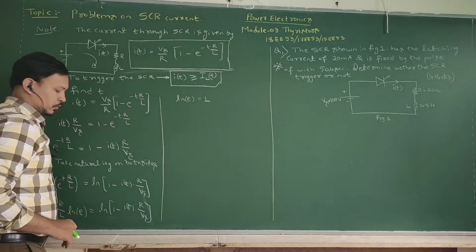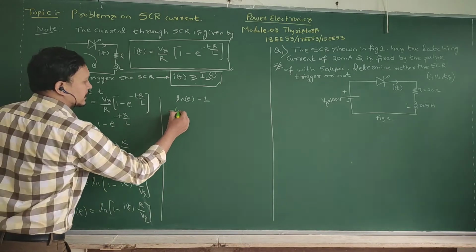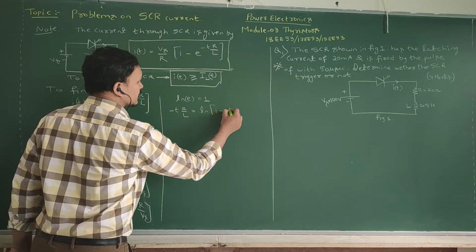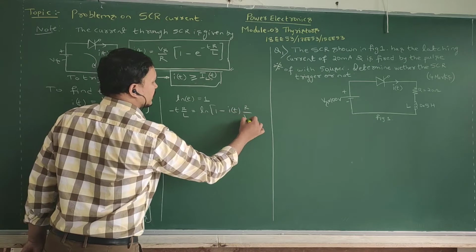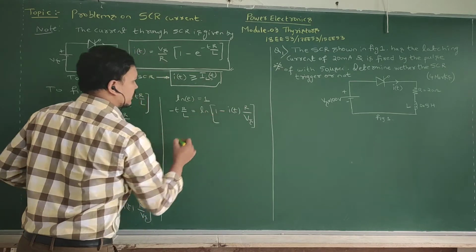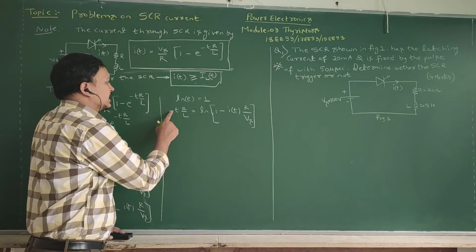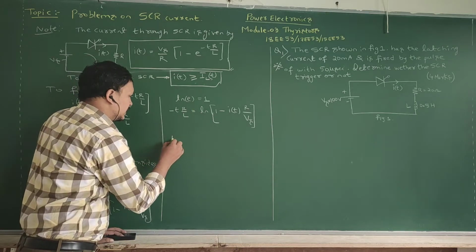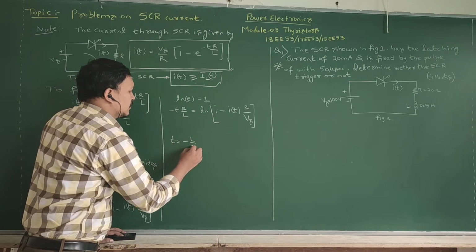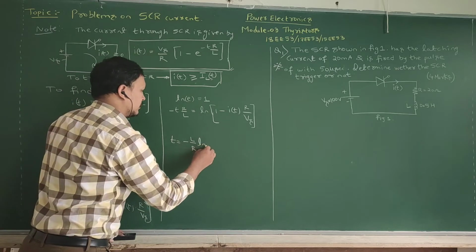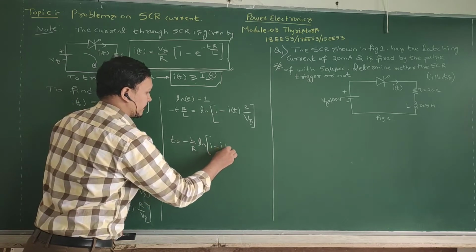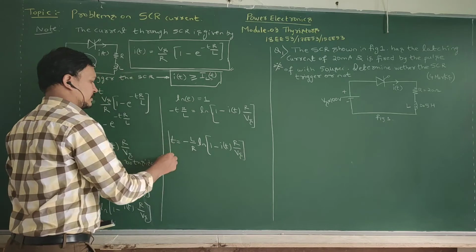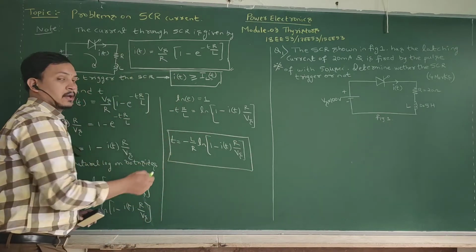You will get ln e is equal to 1. So therefore, we can write minus t r by L is equal to ln 1 minus I of t into r by Vs. Now I am taking minus r by L to the right side of the equals. Then t is equal to minus L by r into ln within the bracket 1 minus I of t into r by Vs. So this is the formula to calculate time.